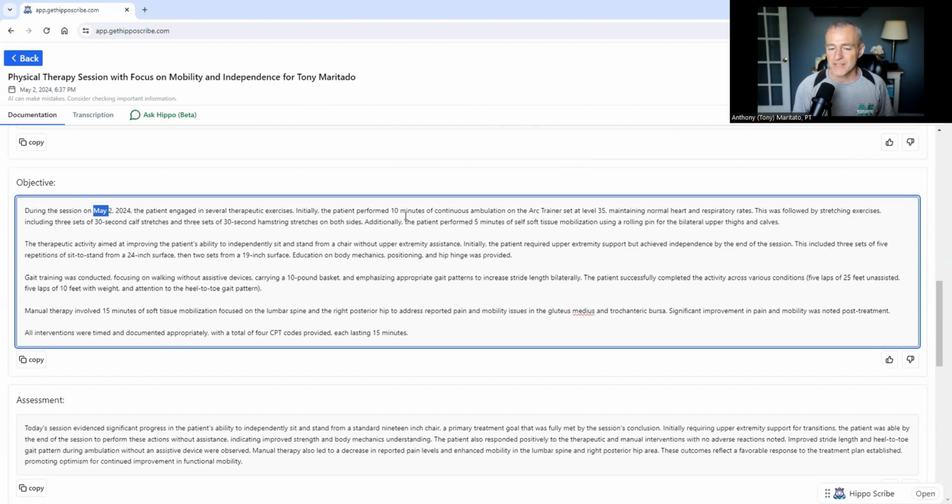Initially, the patient performed 10 minutes of continuous ambulation on the arc trainer set to level 35, maintaining normal heart rate and respiratory rate. This was followed by stretching exercises, including 3 sets of 30 seconds calf stretch, 3 sets of 30 seconds hamstring stretch, both sides. Additionally, the patient performed 5 minutes of self-soft tissue mobilization.